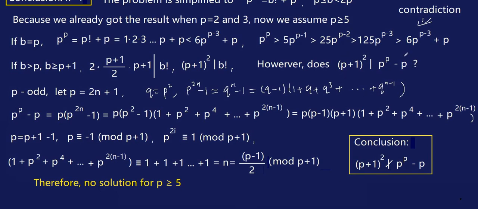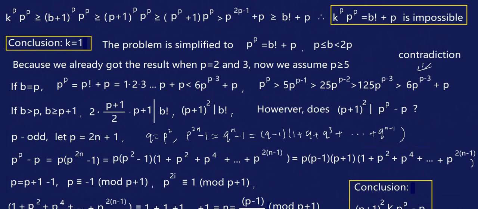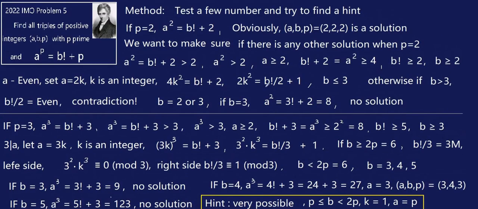That means this is not approved. So p greater than or equal to 5 is not approved. So p can only be less than 5, and the only numbers are p equal to 2 and p equal to 3. So we get all the solutions: p is equal to 2, and another one is p is equal to 3. So only 2 solutions.